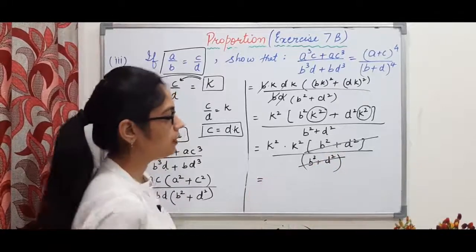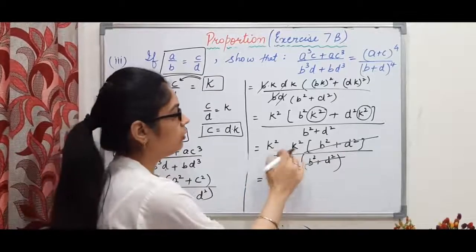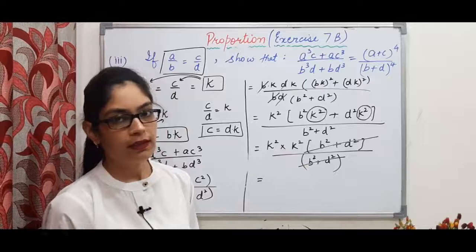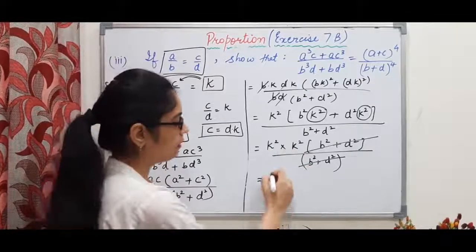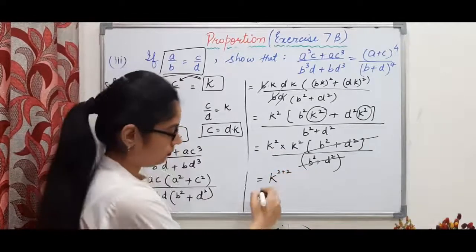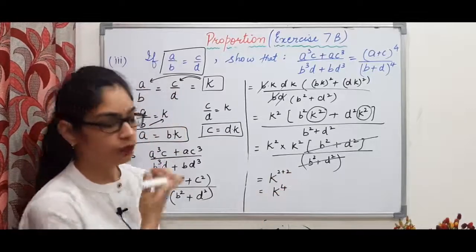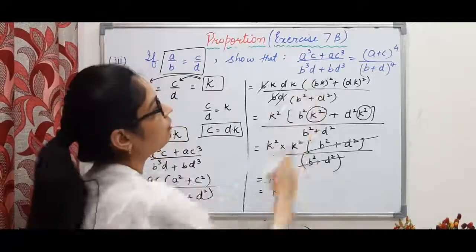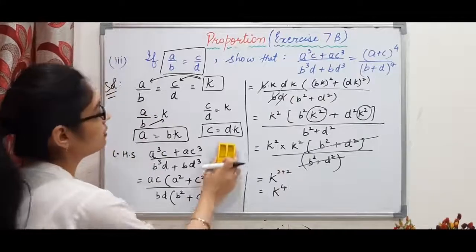Now k square into k square, see, we have done in exponents also, if bases are same and if they are getting multiplied, so we can add the powers. 2 plus 2. So 2 plus 2 is 4. So k to the power 4 we got on left hand side. Now let's solve the right hand side and see whether we are getting same thing or not.